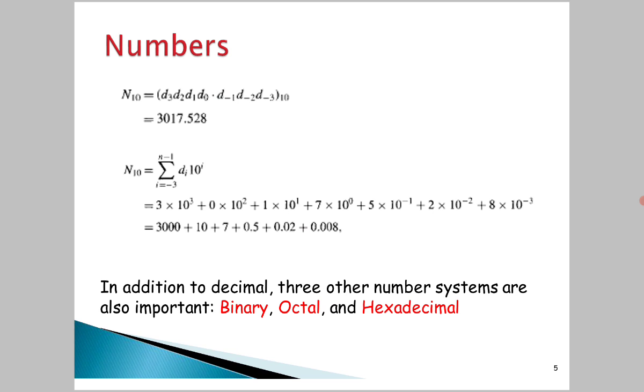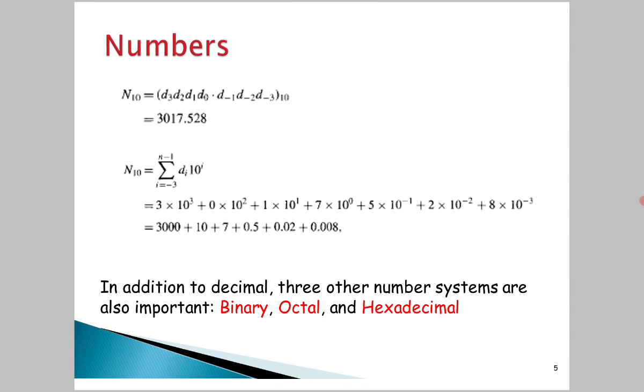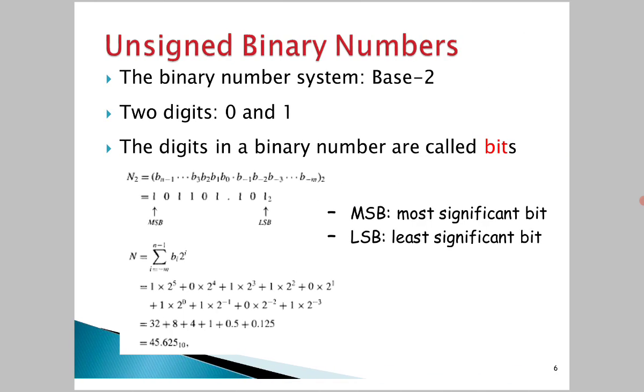In addition to decimal, there are 3 other important number systems. They are called binary, octal and hexadecimal. The binary number system has the base of 2. In the binary number system we use only 2 digits, that is 0 and 1.